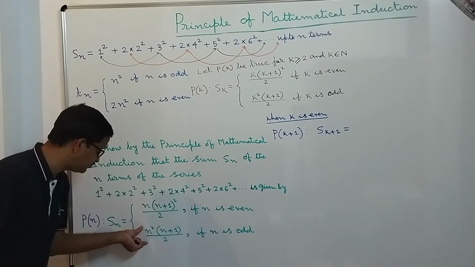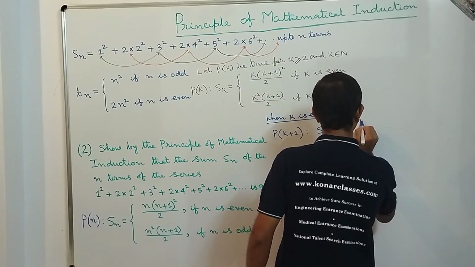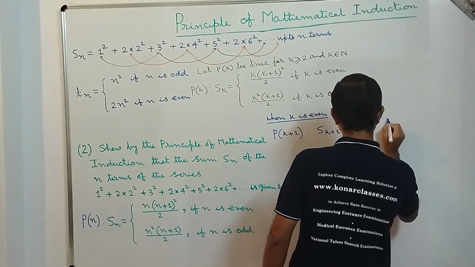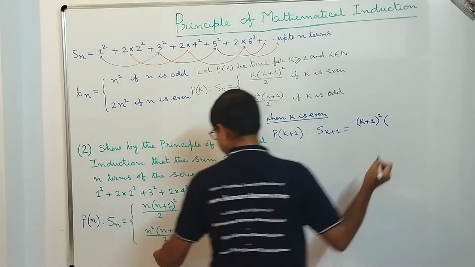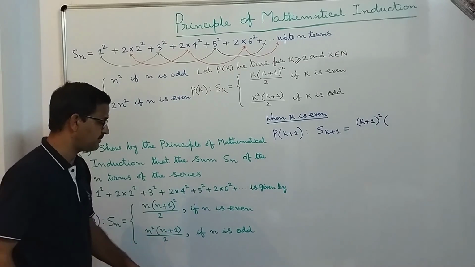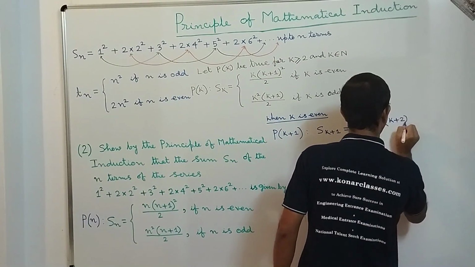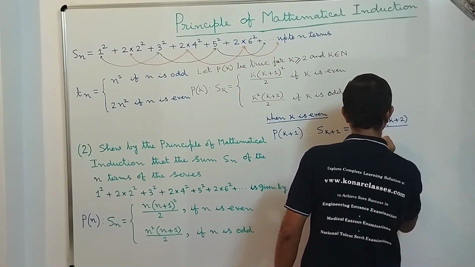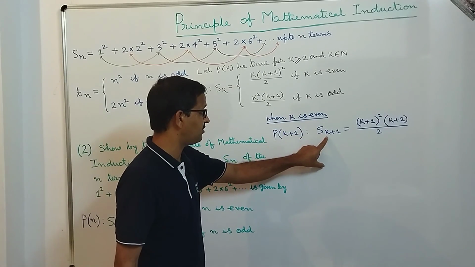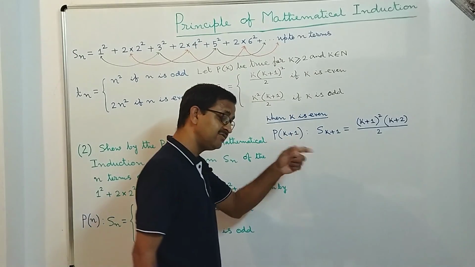So we need to prove that Sk plus 1 is equal to (k plus 1) whole square into (k plus 1 plus 1) divided by 2. Here you see, instead of n you write k plus 1, so k plus 1 plus 1 means k plus 2. That we need to prove. Okay, dear students, so we need to prove that Sk plus 1 is equal to (k plus 1) whole square into (k plus 2) by 2 when k is even.